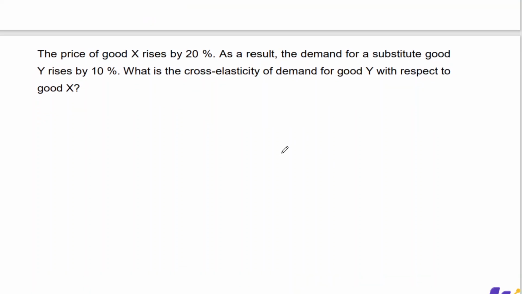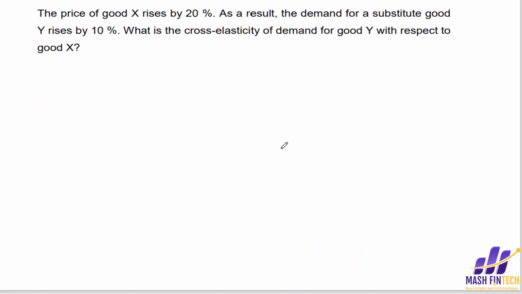All right. Question number 1. The price of good X rises by 20%. As a result, the demand for a substitute rises by 10%. Already, we know our answer must be a positive because these are substitutes, right? What is the cross elasticity of demand for good Y? So we want the demand for good Y with respect to the price of good X.